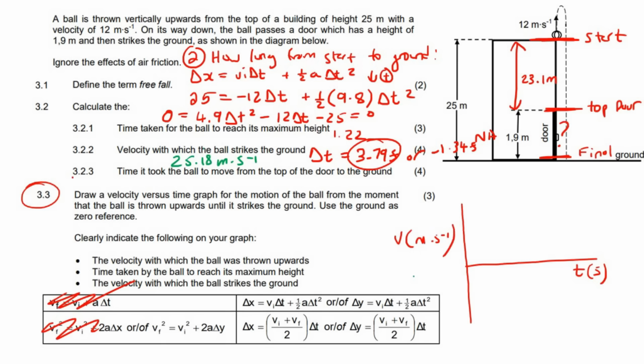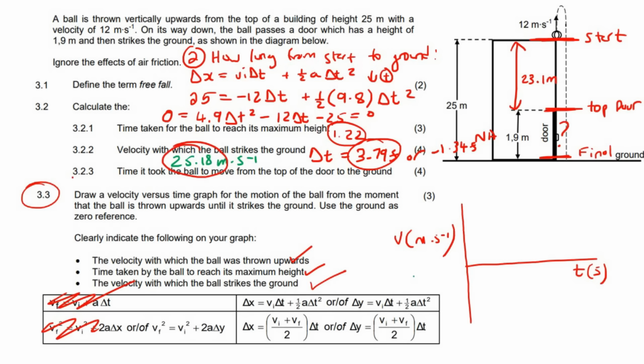All right, now it says, clearly indicate the following: the velocity with which the ball is thrown upwards, the time taken to reach its maximum height, which we said over there, and then the velocity with which it strikes the ground, and we got that over there.